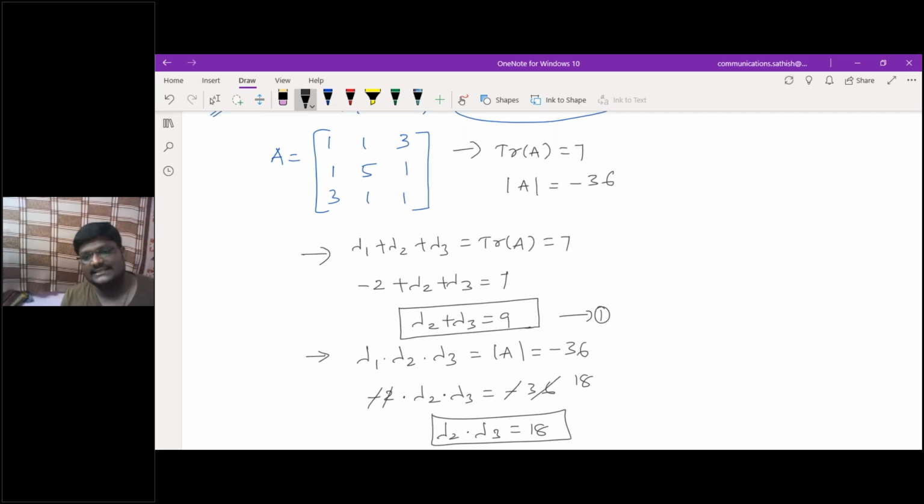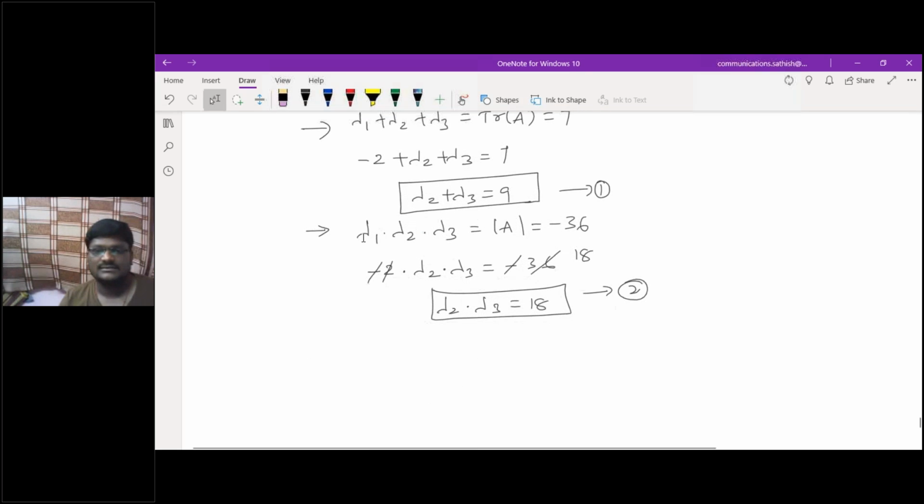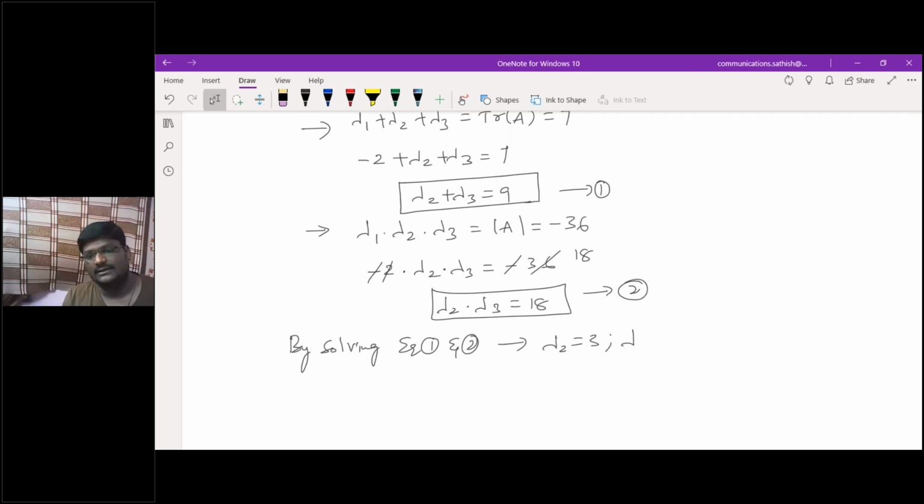Take this as equation 1, and this as equation 2. By solving equation 1 and 2, you will have lambda 2 equal to 3 and lambda 3 equal to 6. Check it out. This is the way of solving that particular problem.